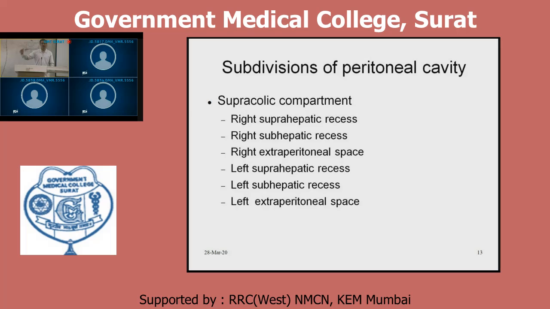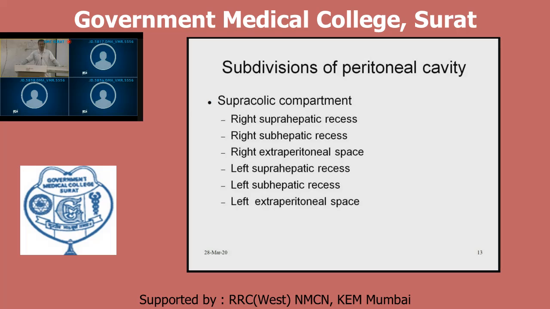Now right extraperitoneal recess. You know there are two coronary ligaments present on the right lobe of the liver, upper and lower coronary ligament. This one is the right triangular ligament. The space in between these two coronary ligaments is known as the right extraperitoneal space or recess.